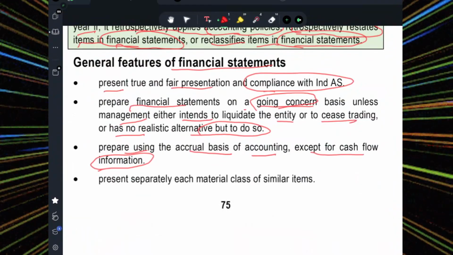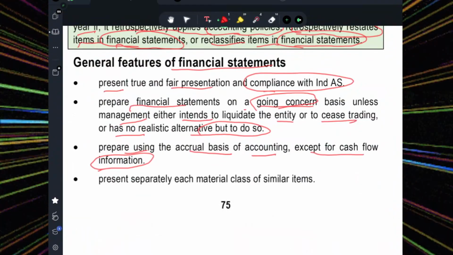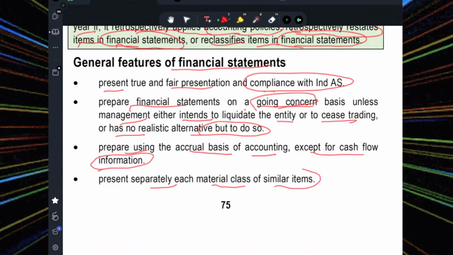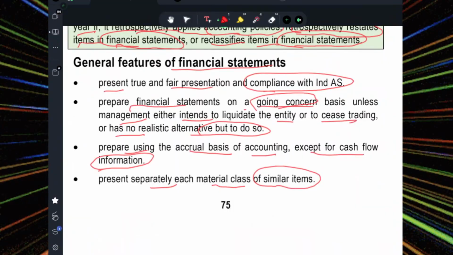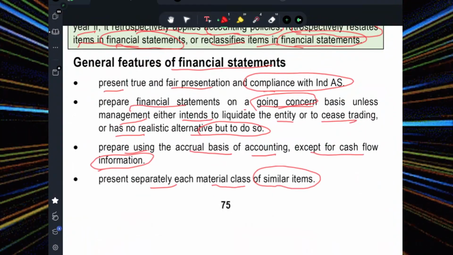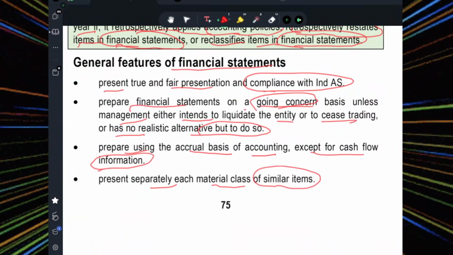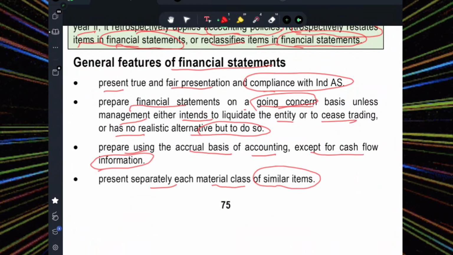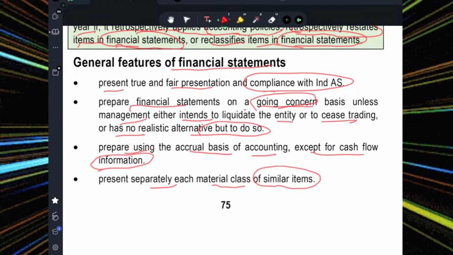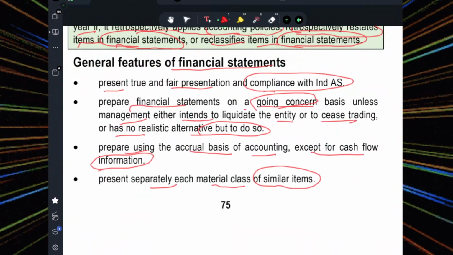Cash flow always should be on a receipt basis, but accounting should be on an accrual basis. You should understand the difference that has been stated. Present separately each material class of similar items. Fixed assets, you have buildings, that's it. Then plant and equipment. I have machineries, I have cars, I have bikes, I have motors. Not only that, I have generators, I have many things. So how do you do that?